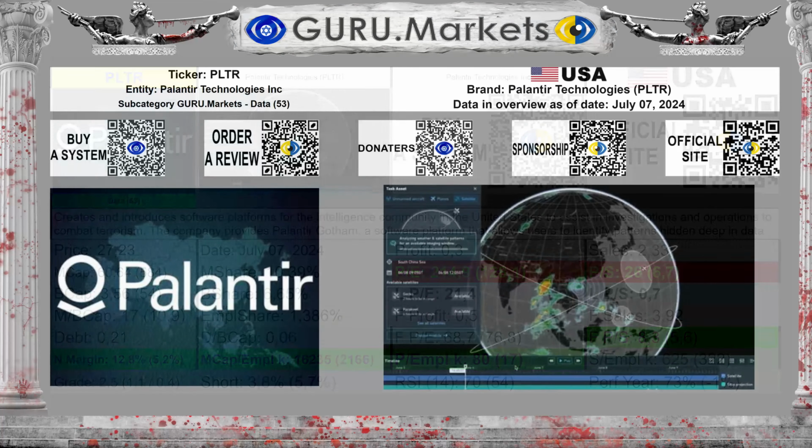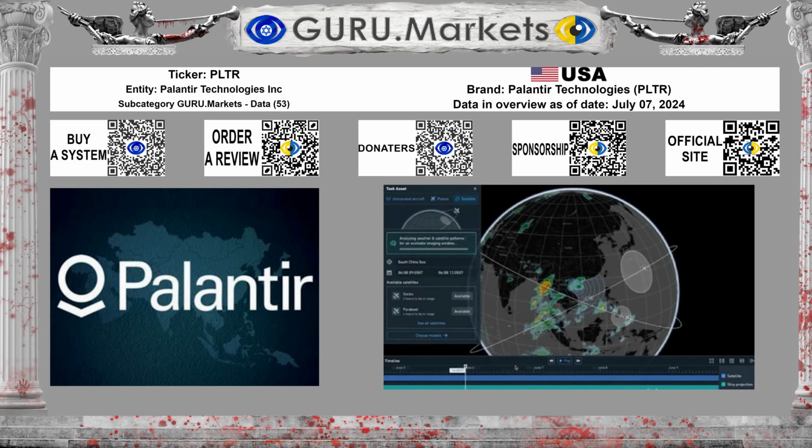Now we will analyze the current fundamental indicators of the company Palantir Technologies, ticker PLTR. The review is based on current data as of July 7, 2024. According to the GURU.Markets classification, Palantir Technologies belongs to the subcategory. 53 organizations take part in the analysis. This is very representative.